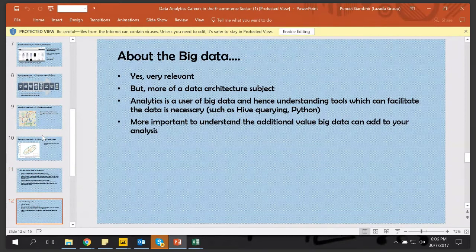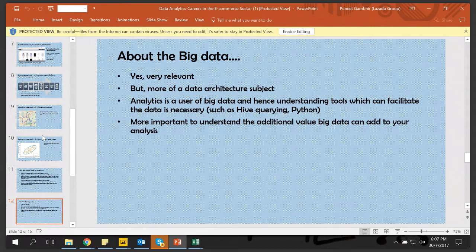A quick note on big data. A lot of questions keep on coming about how is big data related to analytics. So I would say yes, big data is very relevant, very real, has a lot of requirement as of today, but it's more of a data architecture, a technical IT kind of a subject. For analytics, it's just a different way of obtaining data. It's just more data, a bit of diverse data such as images, videos, audios. But when it comes to analysis and modeling, there are implications. For example, you can apply certain techniques better on big data compared to non-big data, but largely analytics is just a user of big data.